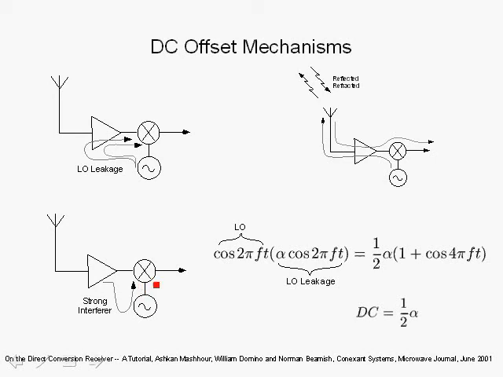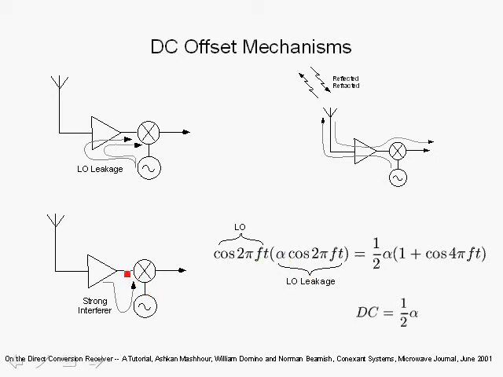So a strong interferer is also a problem causing DC offset. Another potential cause of DC offset is when the signal radiates out through the antenna and is reflected back to itself, then you have self-mixing again and the potential for DC offset. In a direct conversion receiver, it is very difficult in a monolithic integrated circuit to isolate the LO from the mixers so that you don't have self-mixing, so that alpha is very small.